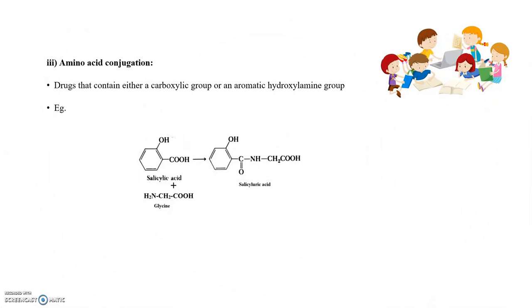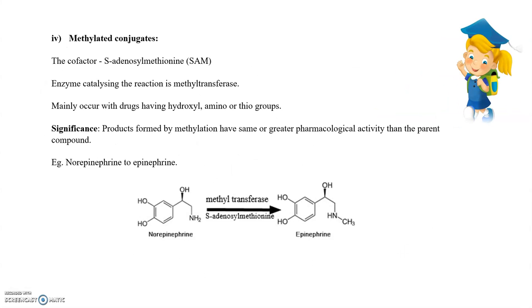Moving to the third one, amino acid conjugation, that is, with amino acids. It is a very simple reaction. Carboxylic acid groups or aromatic hydroxylamine groups can undergo this reaction. Anyway, it should have a carboxylic acid or amine group so that it can be added with an amino acid. With the amino acid, it is giving an amino acid conjugate, so that it can be removed easily.